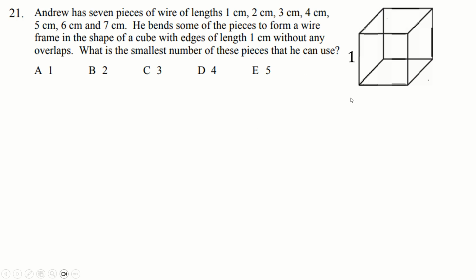Each side of the cube is 1. So there's a length of 12 in total, because there are 12 edges, I should say. So we need these wire pieces to add up to 12. Now they need to add up to exactly 12 because there's no overlaps.